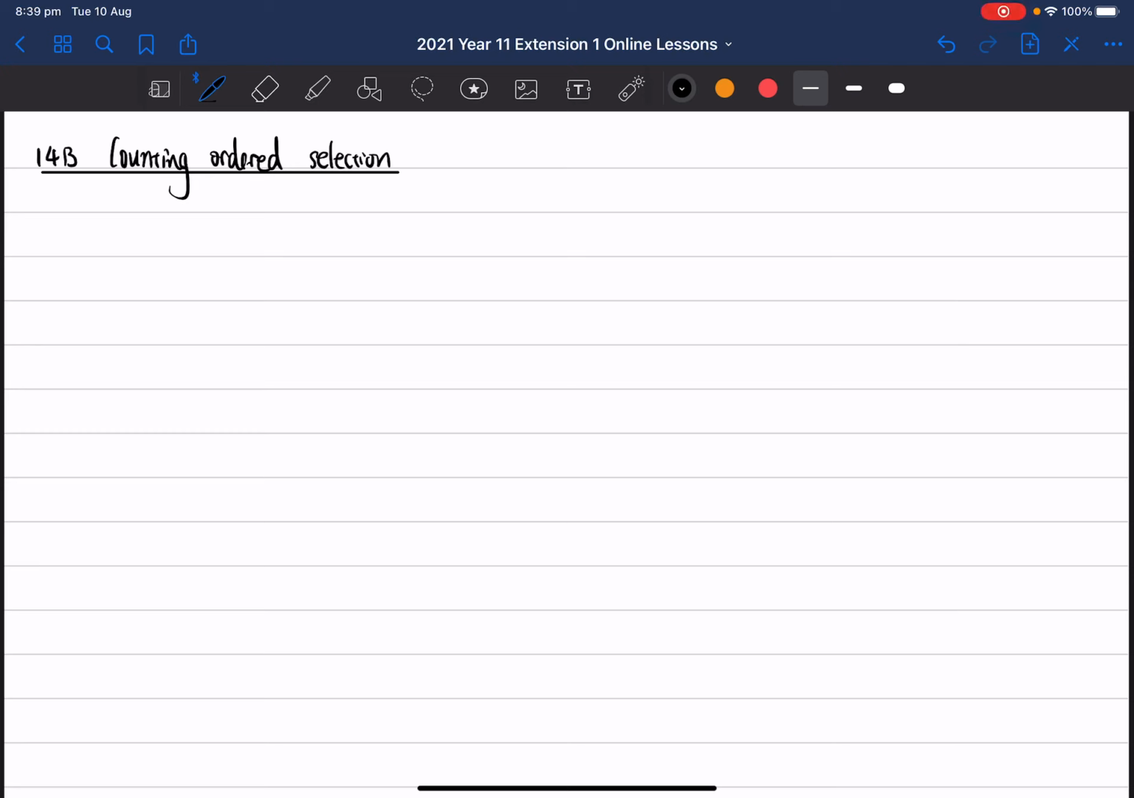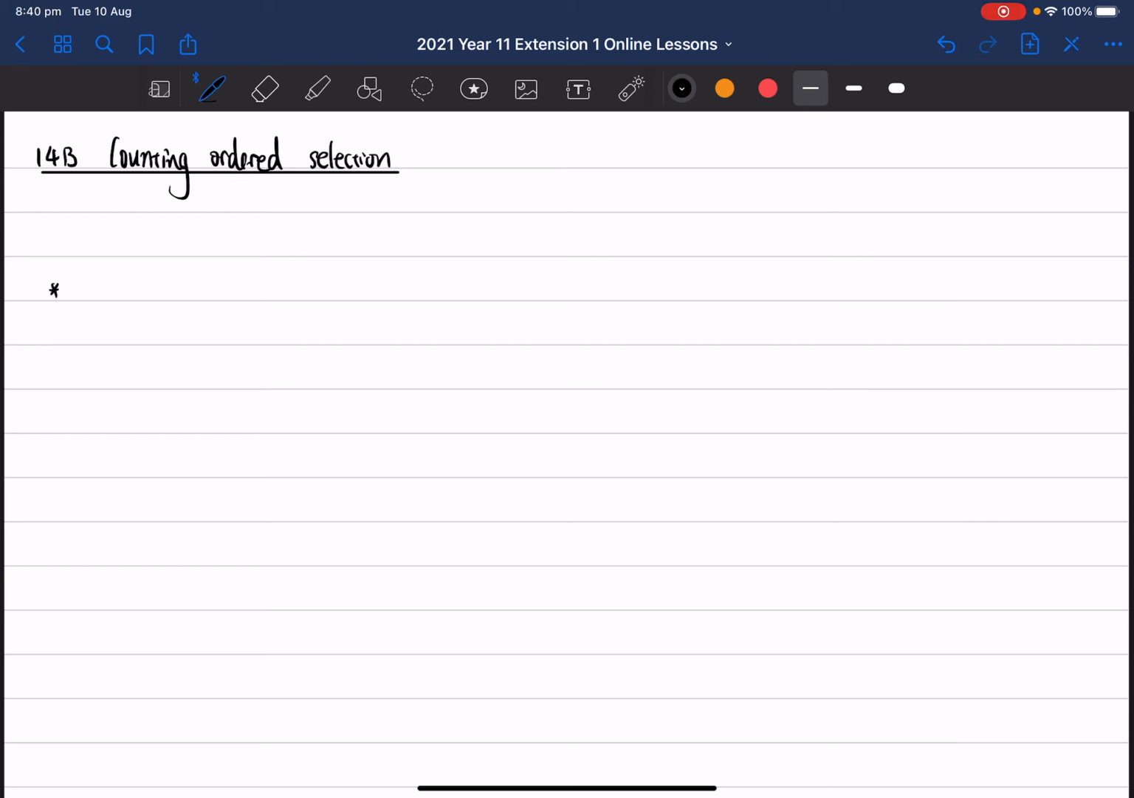Okay, all right, so we're going to start this lesson, exercise 14b, counting ordered selection. In this lesson we're going to talk about the multiplication principle. We're also going to talk about permutations, where the order is important when you rearrange something. And then we're also going to talk about permutations with restrictions. Okay, so first we're going to talk about the multiplication principle.